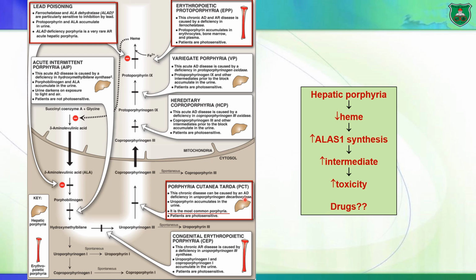Now, you can have something known as hepatic porphyria, and that results, of course, in the low production of heme. But this is important, because heme is a regulator of ALAS1, the enzyme ALA synthase 1. A low level of heme would result in increasing the expression of ALA synthase 1, and that results in increasing the level of all of these intermediates, and that results in increasing toxicity. And of course, you can imagine what would happen if certain drugs are ingested by these patients.